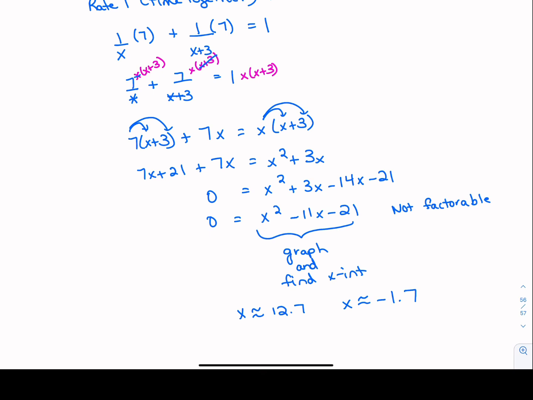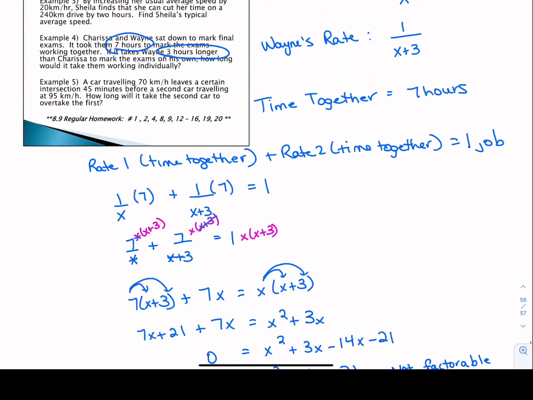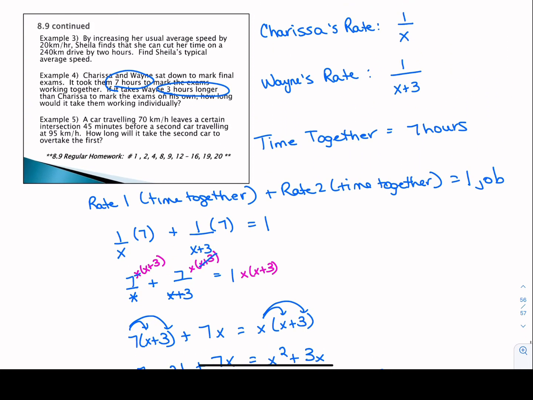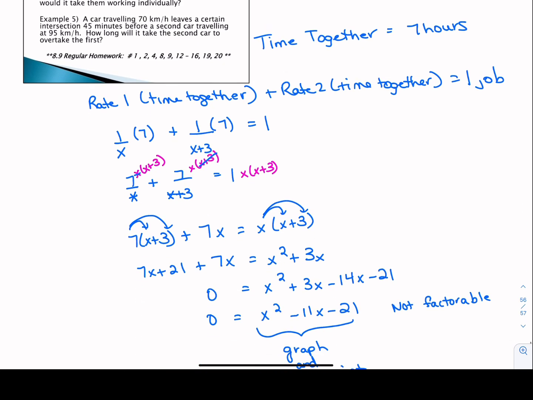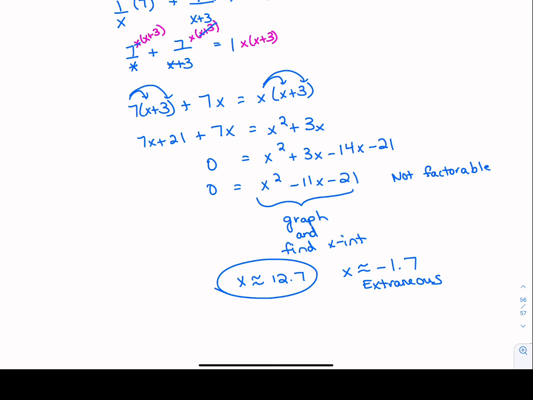But again, if we're talking about the amount of time it takes an individual to work through these exams on their own, a negative doesn't make sense. So there's no such thing as negative time. So that negative solution is extraneous. What that means is 12.7 is the only answer we can utilize for this application. If you go back to what that x means, x is going to be the amount of time it takes Carissa working on her own. So we can say that Carissa on her own takes 12.7 hours.